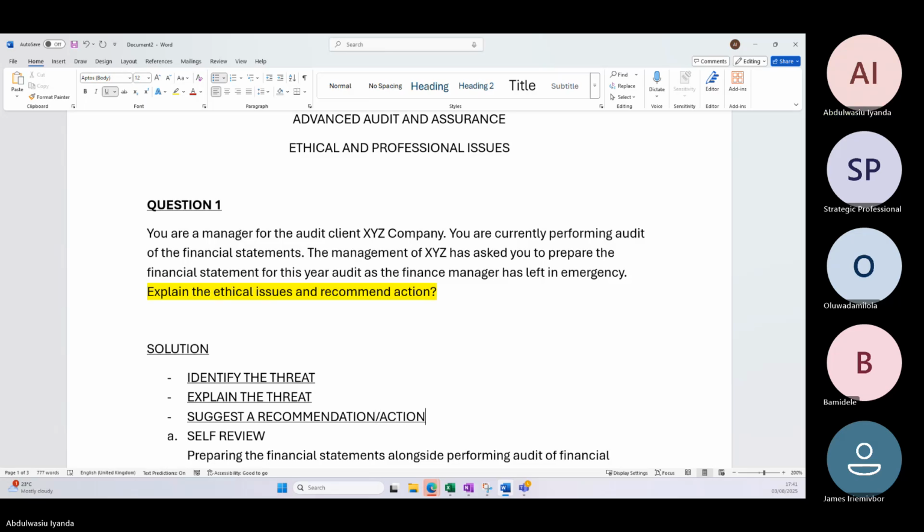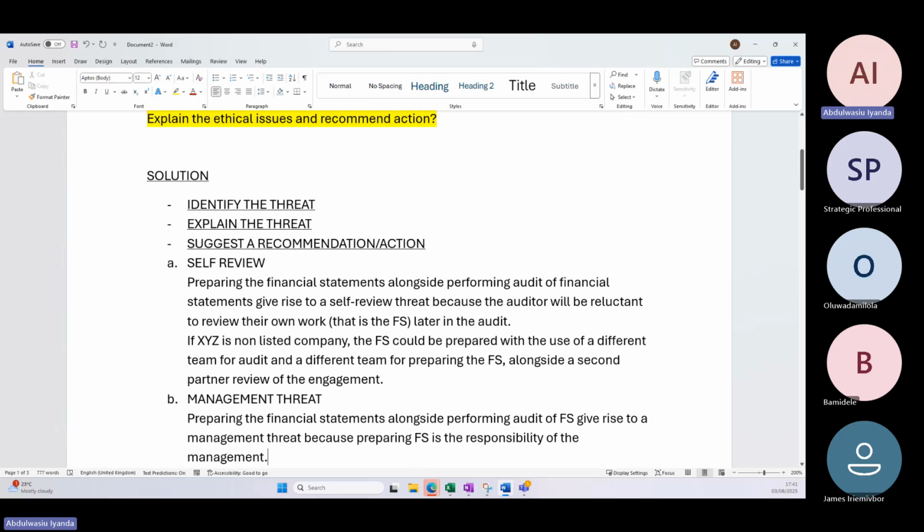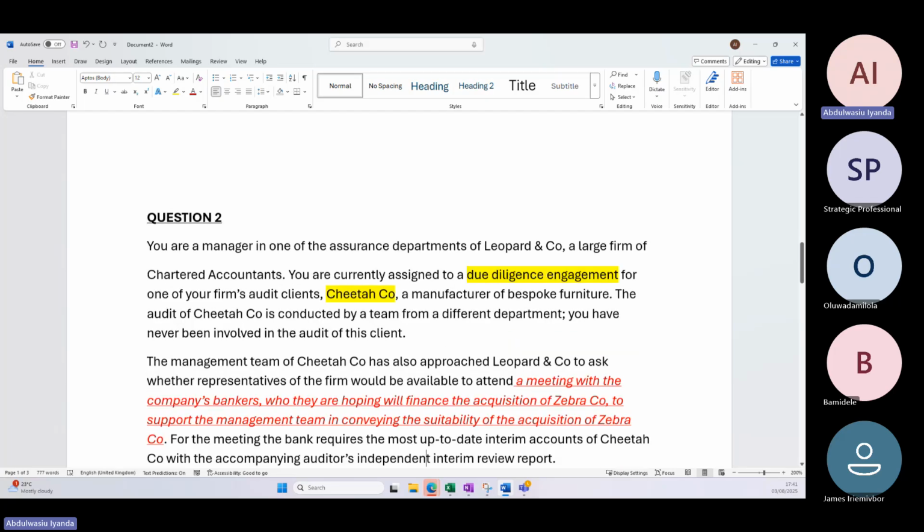So that is our guide. When you come across any question on ethics and professional, you identify, you explain, you suggest a recommendation that I can do. So now the first thing that we need to do is identify the threats.